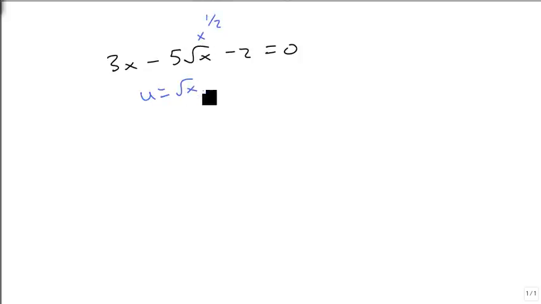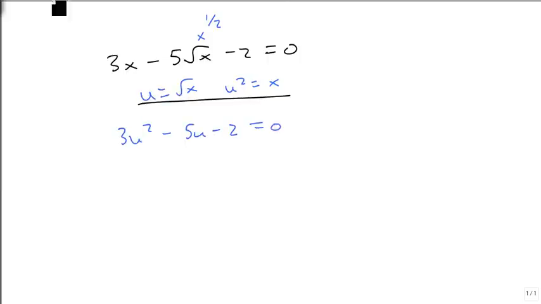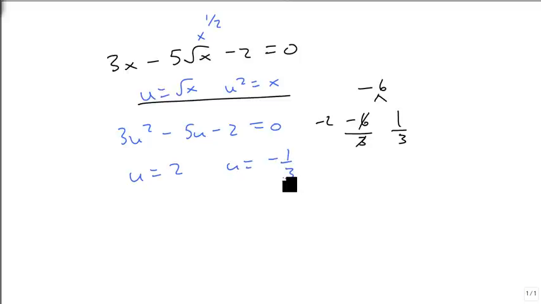Now, for our last problem, suppose we have 3x minus 5 square root of x minus 2 equals 0. Remember, the square root of x is the same as x to the 1/2, so we're going to let our u equal the square root of x so that our u squared can be just x. But because of this, we have to make sure that u is positive. So we end up with 3u squared minus 5u minus 2 equals 0. 3 times minus 2 is minus 6. Factors of minus 6 that add to minus 5 are minus 6 and positive 1, divided by 3. Reduce our fractions and change our signs to get u equals 2 and u equals minus 1/3.